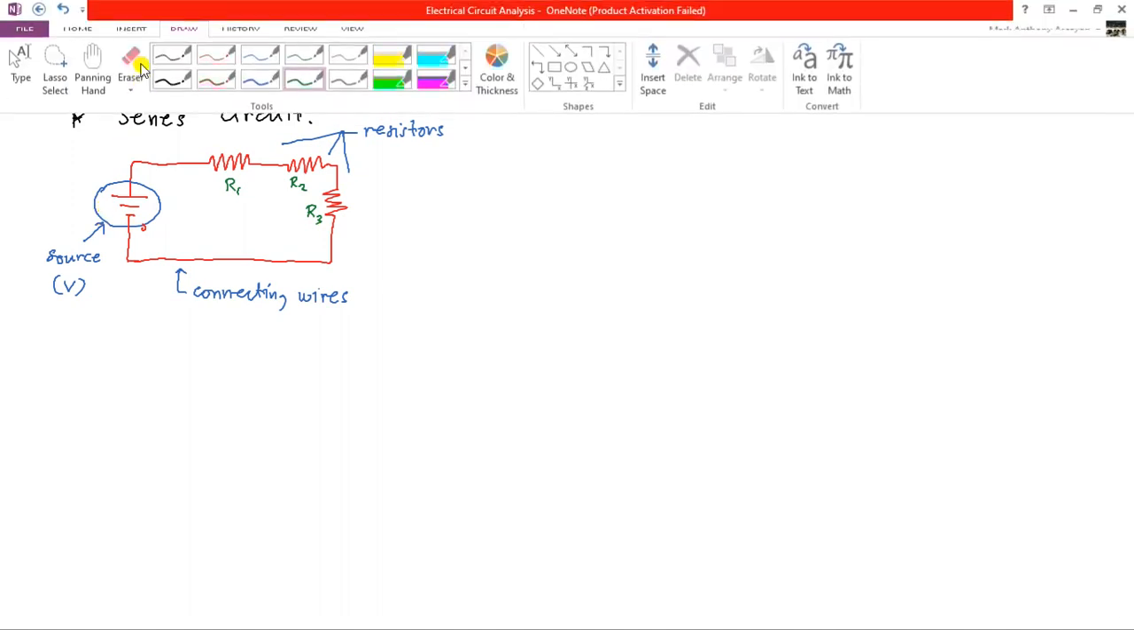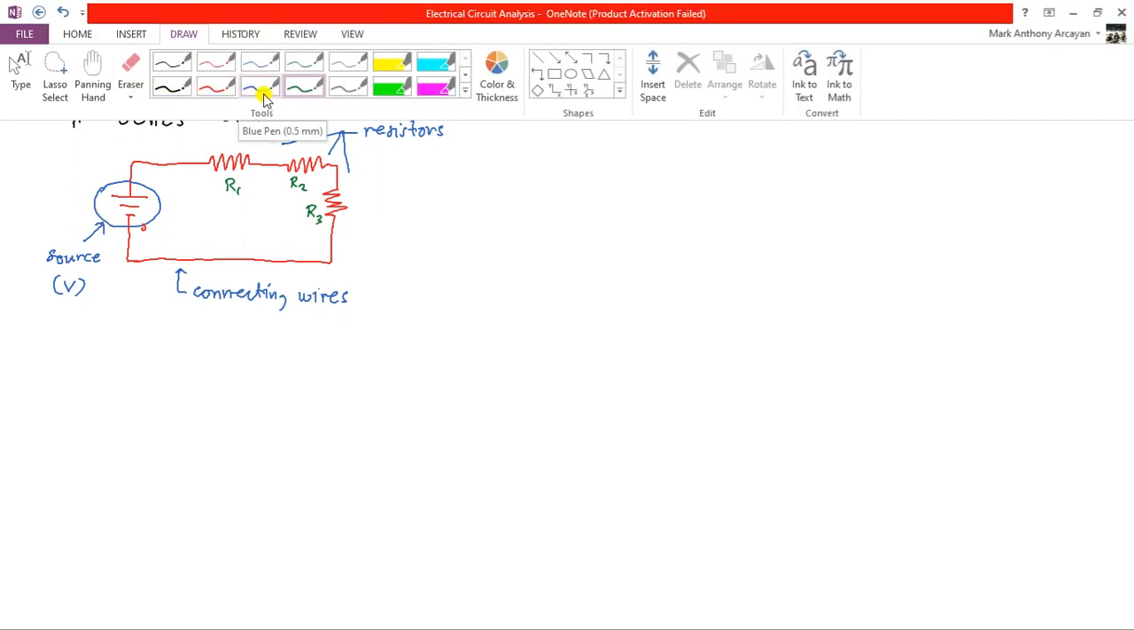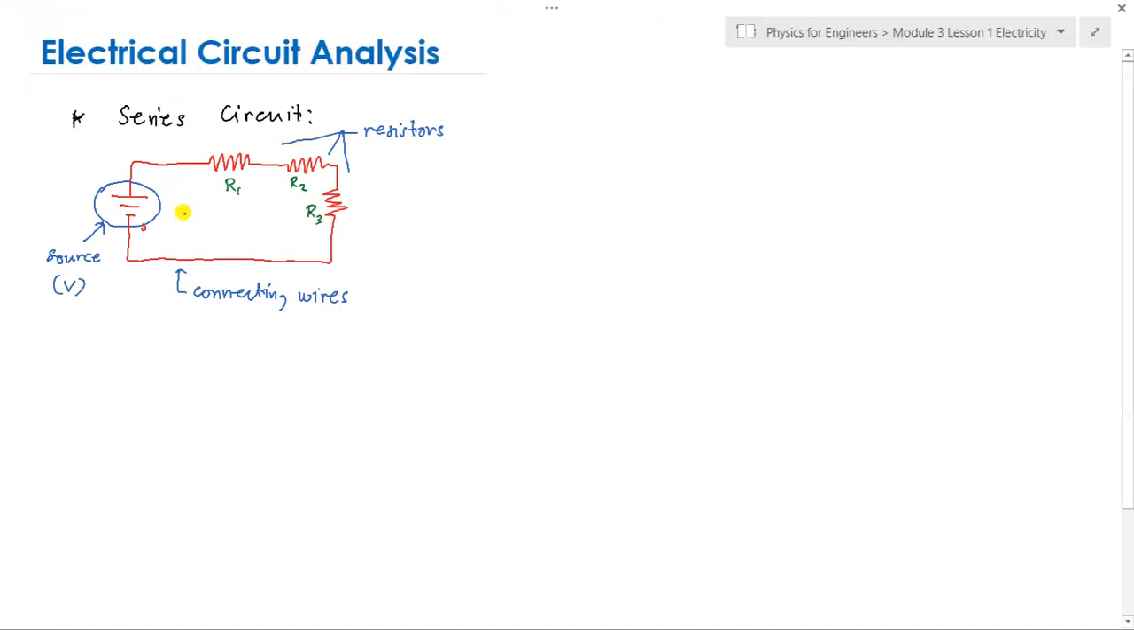So our source has volts, and for a series circuit, as I said, we model it as a water pipe. If we have a power source here, the current will flow through here. It passes through resistor 1, then resistor 2, then resistor 3, and then goes back to the power source.